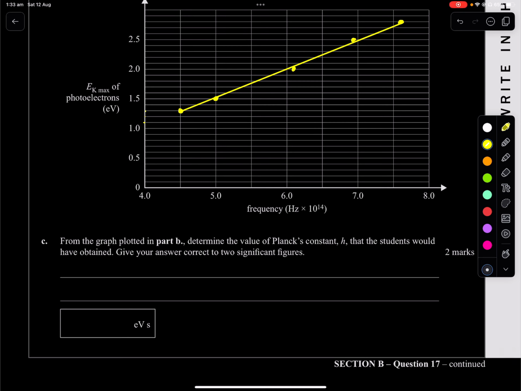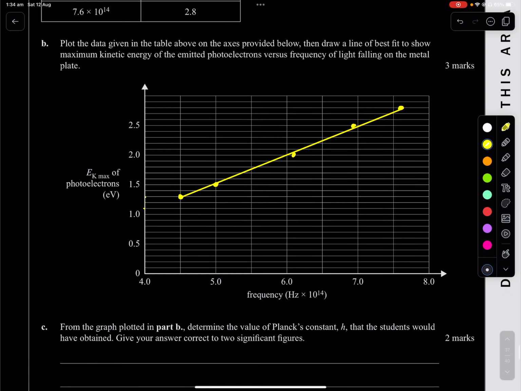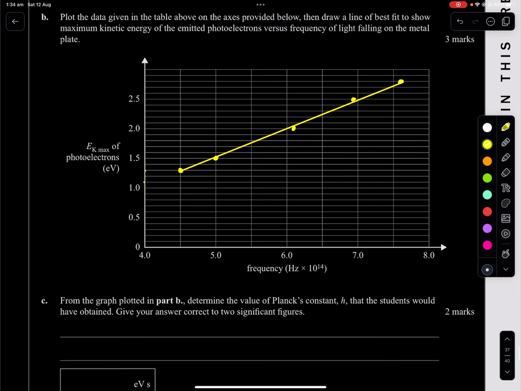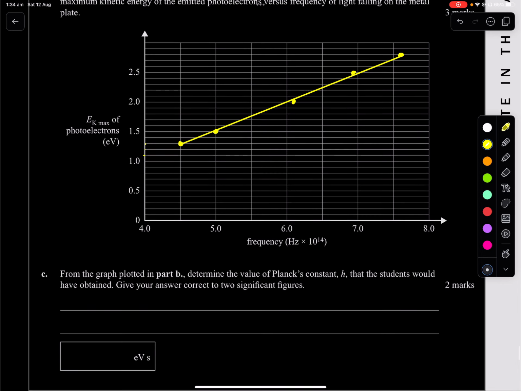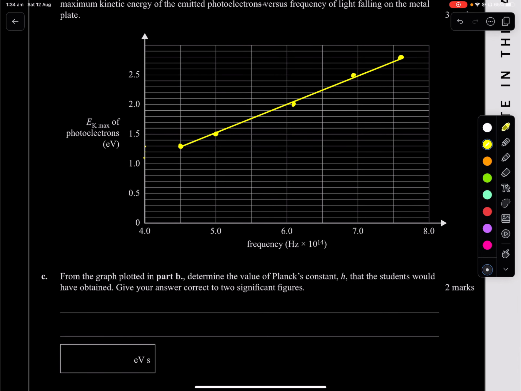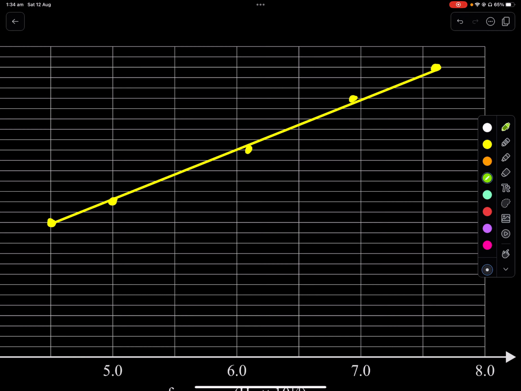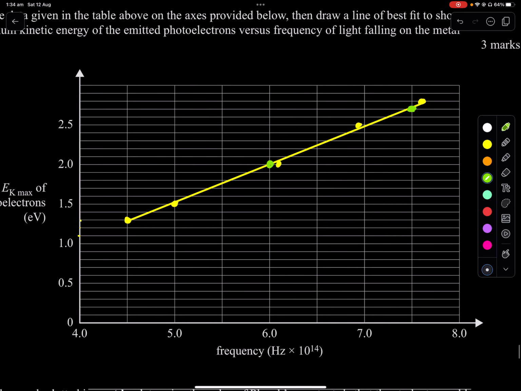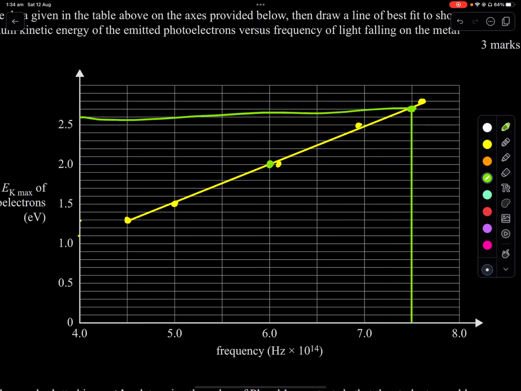From the graph plotted in Part B, determine the value of Planck's constant, h, that the student would have obtained. Give your answer to correct significant figures. Very nice and easy. It's the gradient. Let's pick 2 nice points. What are some nice values here? Let's say this point over here and also this point over here. These are 2 nice points.